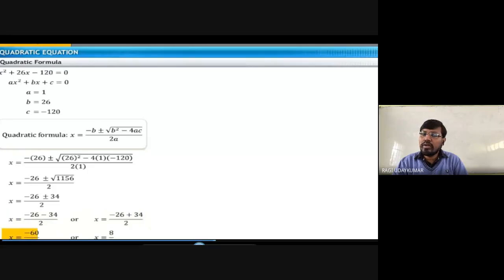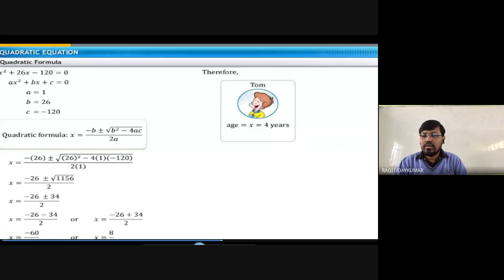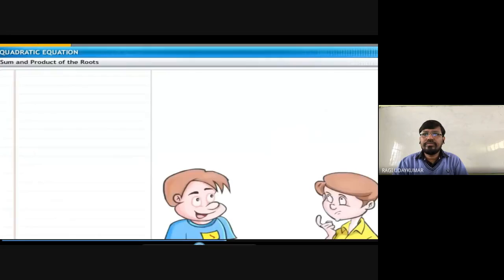So in this case, you are going to get the same x is equal to minus 30 and x is equal to 4. Minus 30 is not taken into consideration, so we are going to take x is equal to 4. So x is equal to 4 means Tom's percentage is 4 and Harry's percentage is x plus 6, that is 10. This is the quadratic form. Okay.